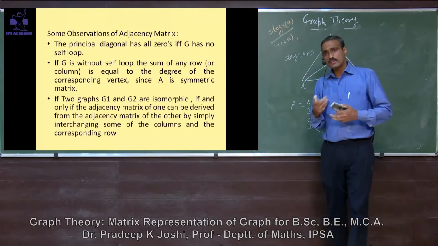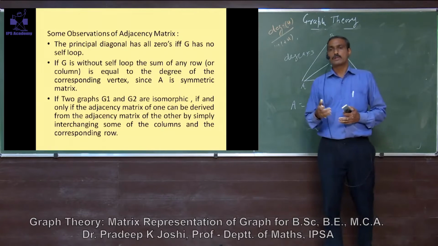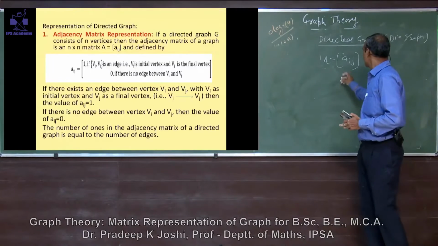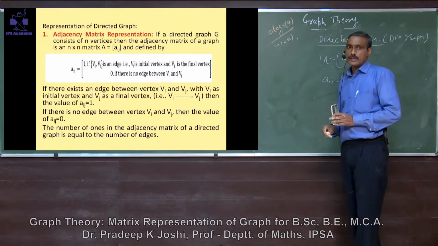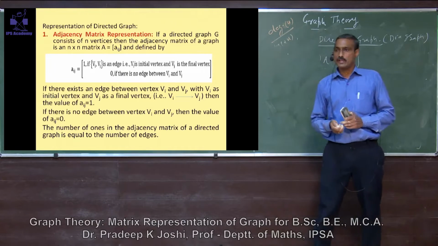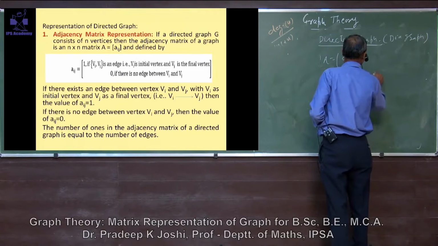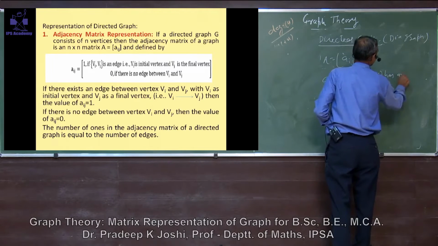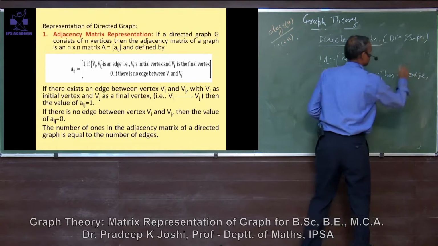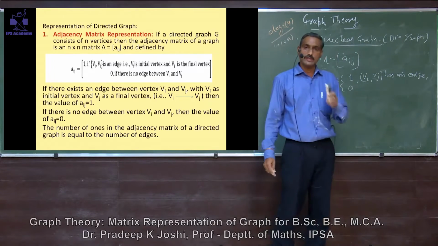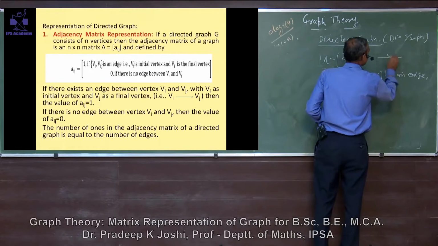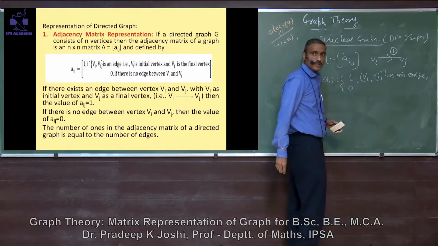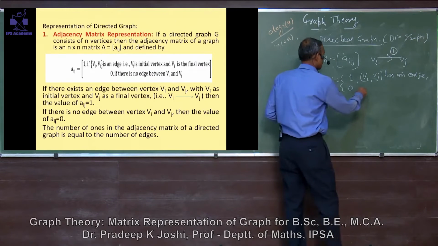In the next lecture we will take an example with two graphs. For a directed graph, Aij will be 1 or 0: it is 1 if Vi to Vj has an edge. That means Vi is the initial vertex and Vj is the final vertex. If there is a direction from Vi to Vj, then put 1, otherwise 0.